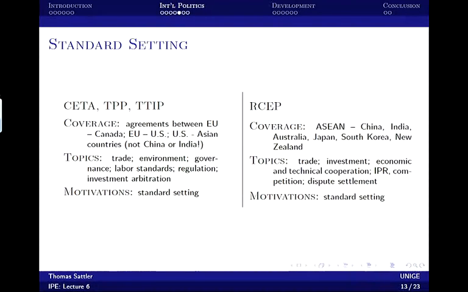So that's one explanation. We have an attempt to set standards by different regional and global powers. And so we see a competition that leads to more and more PTAs.